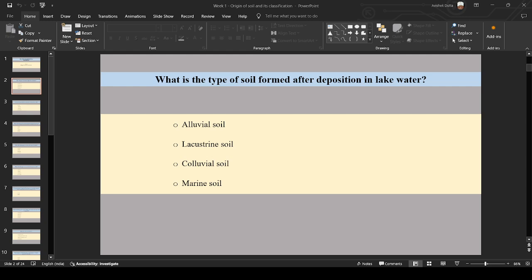A lacustrine deposit with alternate thin layers of silt and clay is called. Your options are loam, muram, bentonite, or varved clay.